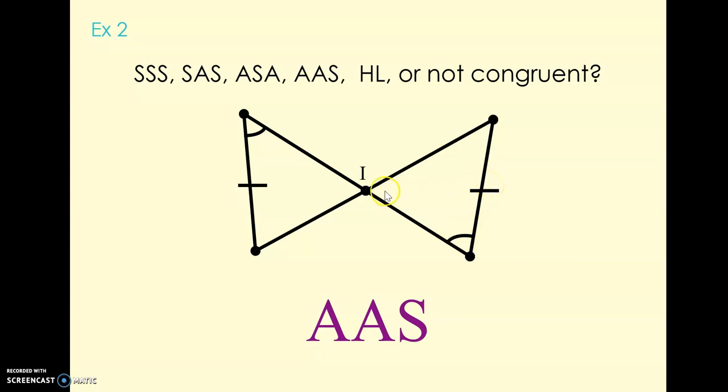All right, now this would not be side, side, side. It's not HL because they're not right triangles. It's not side, angle, side because we don't have 2 sides. The only other one would be if it was angle, side, angle, but in that case, the side isn't in the middle of the 2 angles, it's after it.